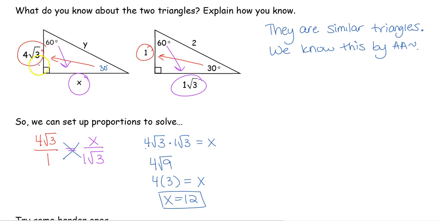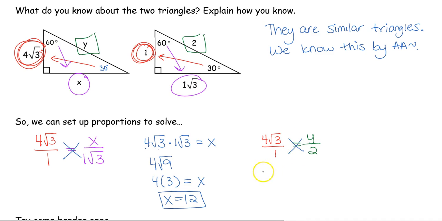We're going to use that same way we began before, 4 root 3 over 1. Again, we're looking at these two corresponding sides. Now we look at y. Y is corresponding to 2, so we set that equal to y over 2. We cross multiply, so that's 4 root 3 times 2 is equal to y. Outside numbers together, remember when you're multiplying radicals, it's about location, so we get y equals 8 root 3.